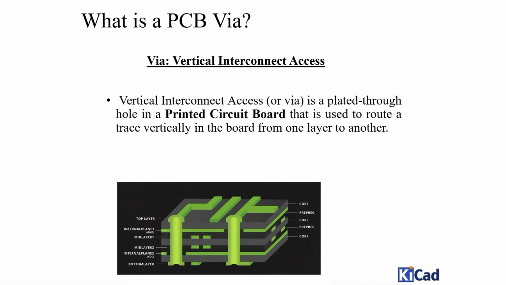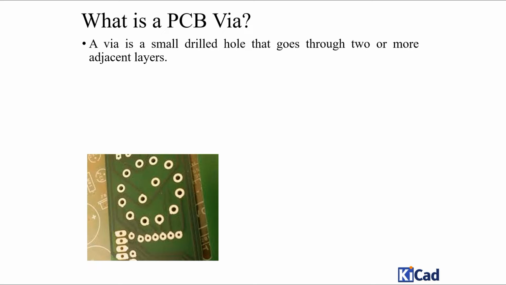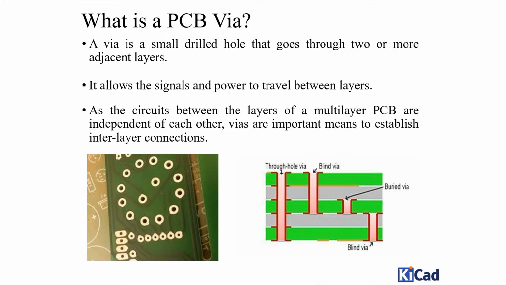Vias are actually vertical interconnect access. These are the plated through holes in a printed circuit board that are used to route a trace vertically in the board from one layer to another. A via is a small drilled hole that goes through two or more adjacent layers. It allows signals and power to travel between layers. As the circuits between the layers of a multi-layer PCB are independent of each other, vias are important means to establish interlayer connections.